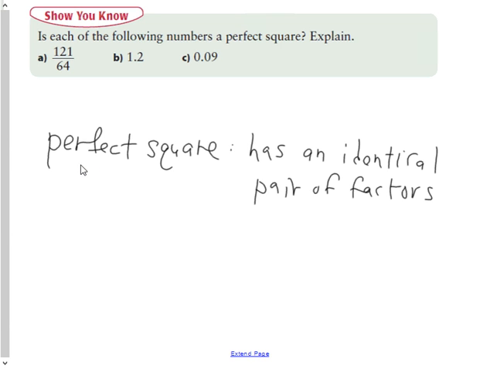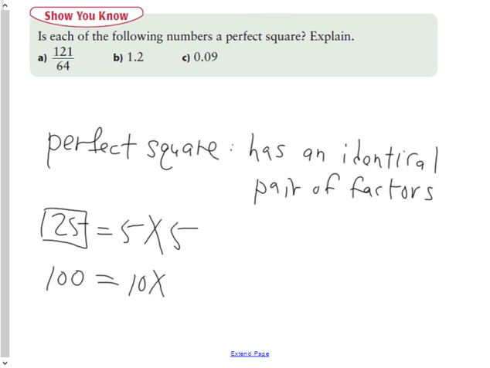So if we think about what perfect squares could be, we know 25 is a perfect square because you can create 25 by multiplying 5 by 5. So 25 therefore is called a perfect square. We know 100 is a perfect square because it can be created by multiplying 10 by 10. Okay, so 100 is a perfect square.